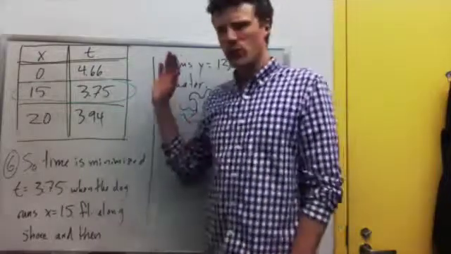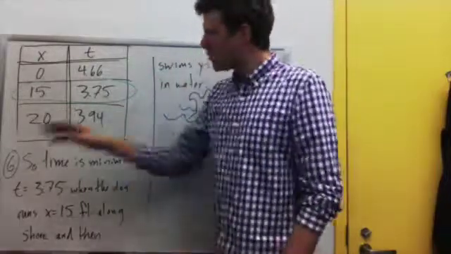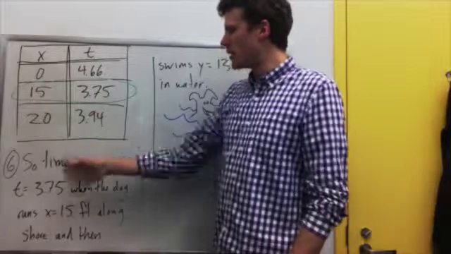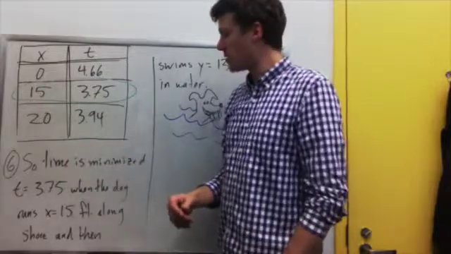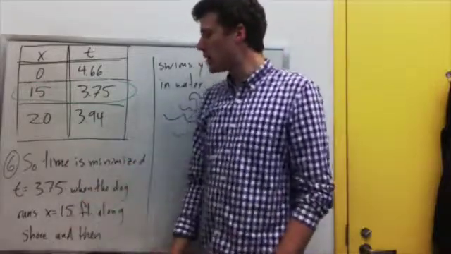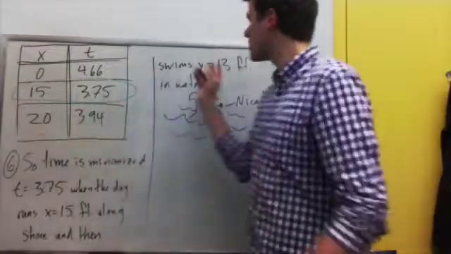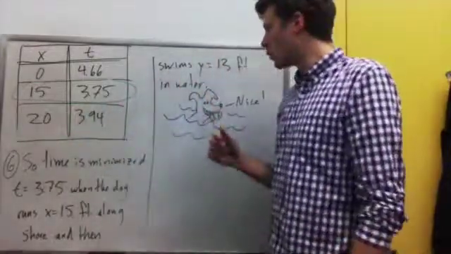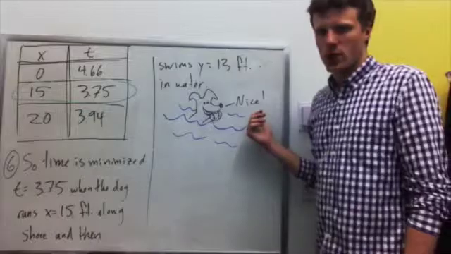Fantastic. So that's what your dog is going to do. So, what is our conclusion? The time is minimized at about 3.75 seconds, when the dog runs 15 feet along the shore and then swims. You can check that it's 13 feet in the water. There's your dog. Nice.